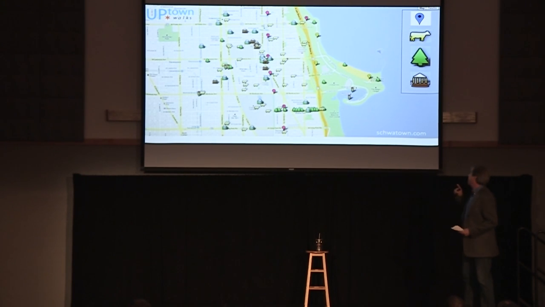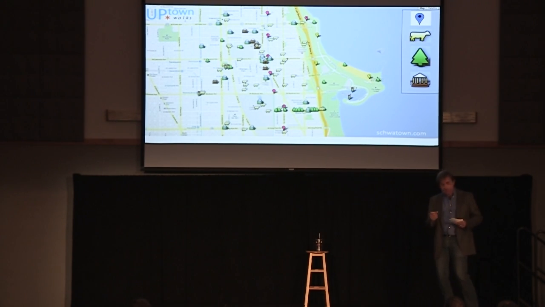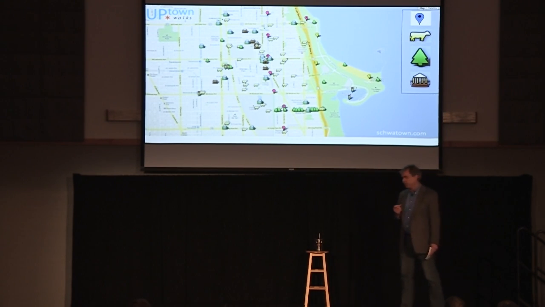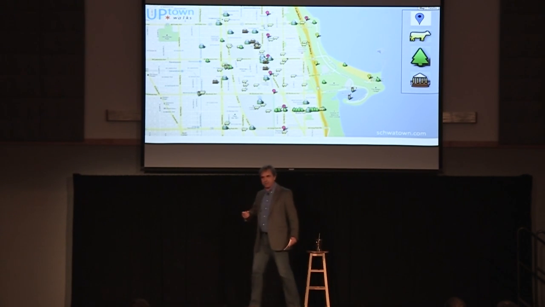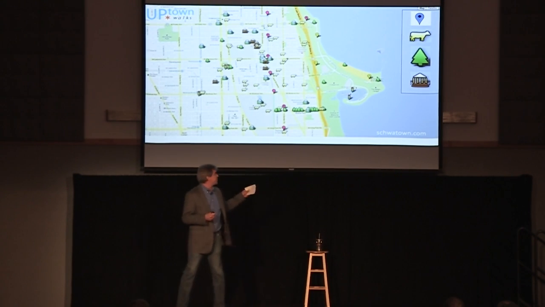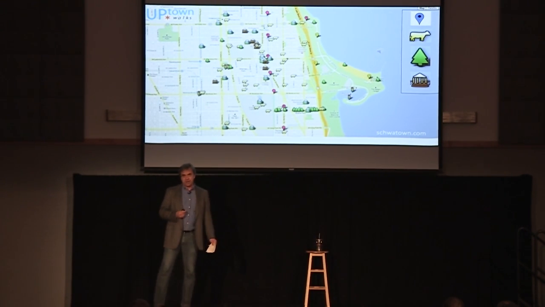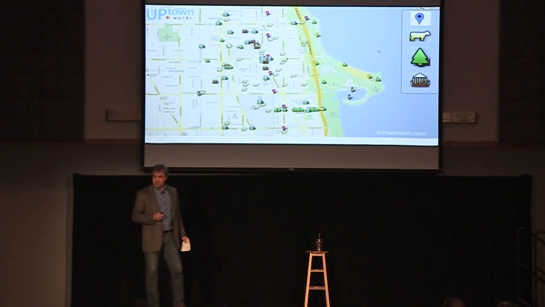So I put a key up here, and you can see any icon that contains a dot in the middle. That means that it has a sound recording associated that you can click on. A yellow cow is for artwork in the community. The green tree means it's some kind of nature item. And then this museum-looking thing is for urban fossils.